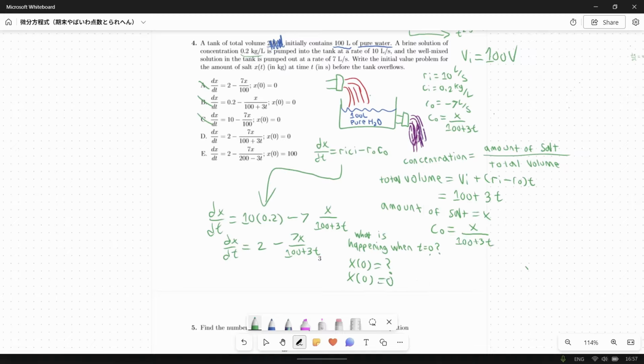So our final initial value problem is going to take the form of this differential equation like this, and an initial condition saying that x of 0 is equal to 0. This is going to be our final answer for this question, and we can get rid of E as well, because it tells us that in this initial condition, x of 0 is equal to 100. That means that there's 100 kilograms of salt in the tank initially, which is not true because it tells us that we have 100 liters of pure water. So as a result, all that leaves us with is an answer of D.